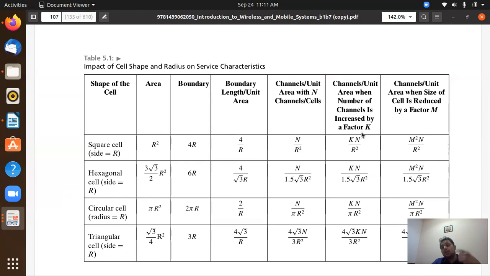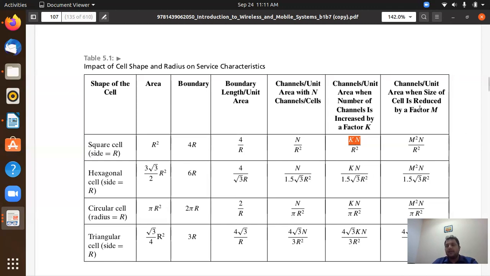Then what would be the new channels per unit area? That is kn, by a factor of k. If you increase the number of channels n to kn, then the new channels per unit area would be kn divided by r square. The same impact, why they have done it: instead of increasing the count of channels, if we decrease the area, if we shrink the area, what would be the impact?